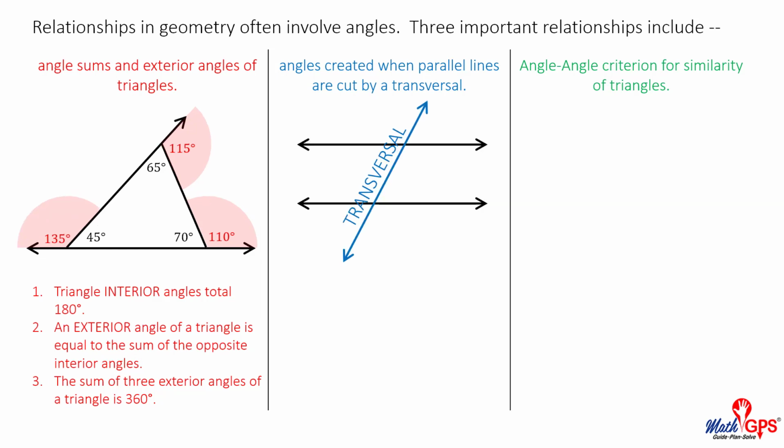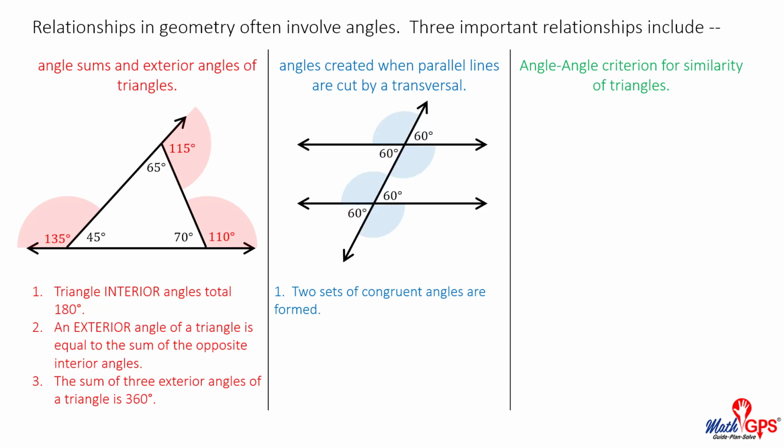A second angle relationship we study in geometry is the relationship between angles created when parallel lines are cut by a transversal. When parallel lines are cut by a transversal, two sets of congruent angles are formed. The first set is shaded blue. The four acute angles shown in blue are equal in measure. Each of the acute angles measures 60 degrees.